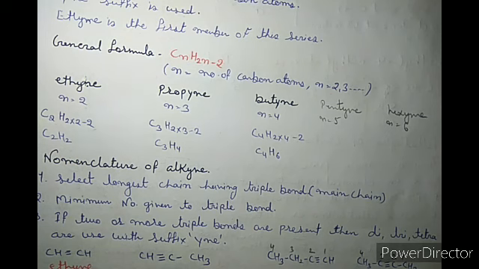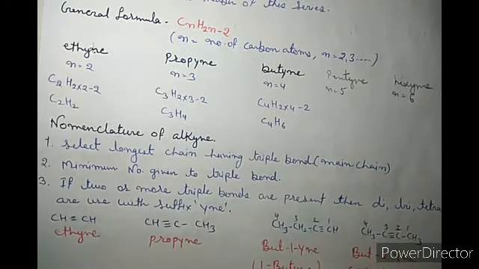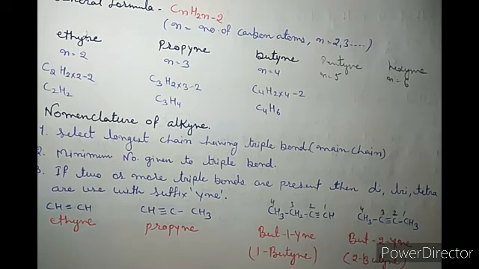Now, nomenclature. There are some rules of nomenclature of alkynes, and these are the same as for alkenes. Select the longest chain having the triple bond. In alkenes, we select the main chain having the double bond; here we will select the triple bond. As with alkenes, here also give the minimum number to the triple bond. Got it?